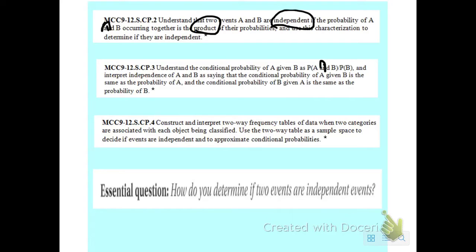And the last standard is talking about constructing and interpreting two-way frequency tables of data, which we'll be working with today. So our essential question is, how do you determine if 2 events are independent events? And that's our goal for today, to be able to tell by looking at different events if they're independent or not.